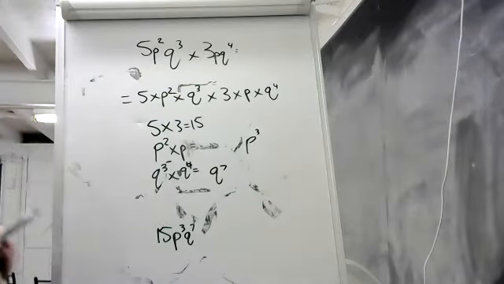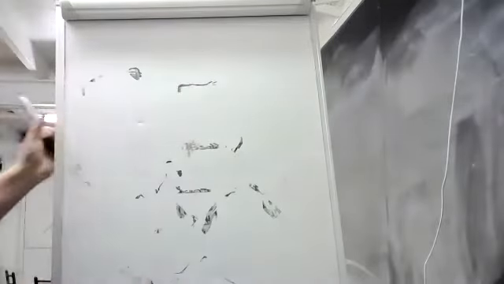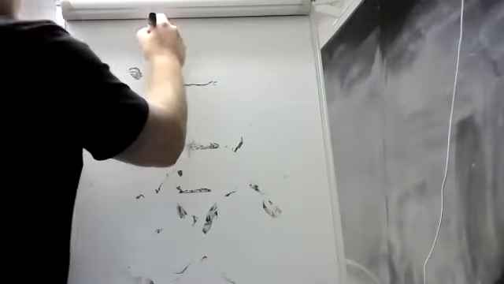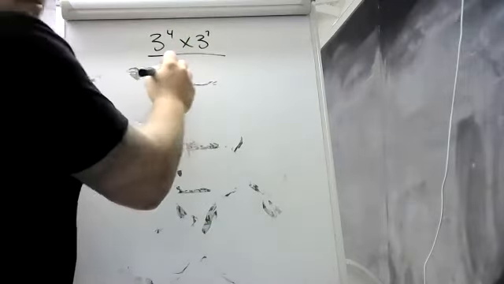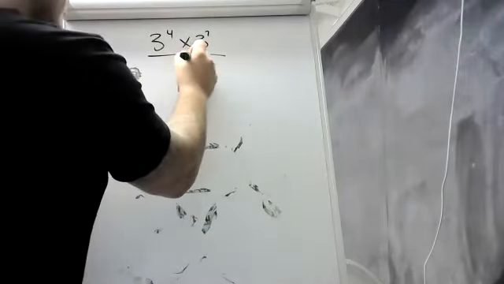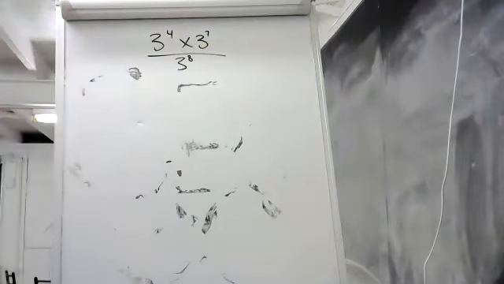We'll practice a division. So we've got 3 to the power of 4 times 3 to the power of 7 divided by 3 to the power of 8. So again, I'll give you guys 45 seconds.